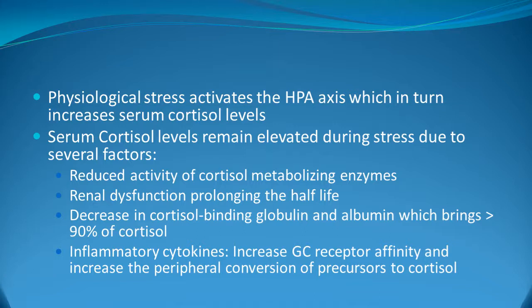Physiological stress activates the HPA axis, which in turn increases the serum cortisol levels. The serum cortisol levels remain elevated during the stress due to several factors: reduced activity of the cortisol metabolizing enzyme, renal dysfunction prolonging the half-life, and a decrease in the cortisol binding globulin and albumin, which binds 90% of the cortisol. Inflammatory cytokines increase GC receptor affinity and increase the peripheral conversion of precursors to cortisol.